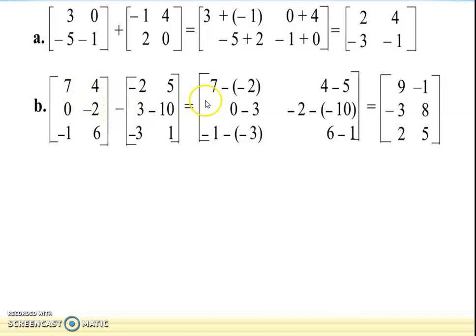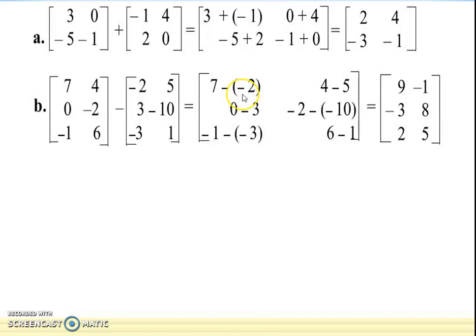Be careful, minus is there. So we take 7 minus of minus 2, 4 minus 5, 0 minus 3, minus 2 minus of minus 10, minus 1 minus of minus 3, 6 minus 1. In these, if the negative sign is outside the bracket, the bracket sign will be changed.